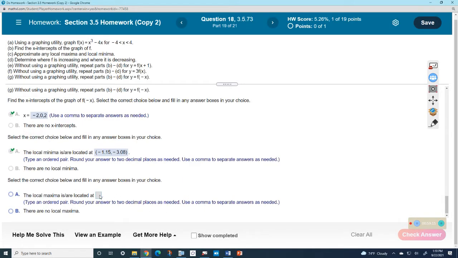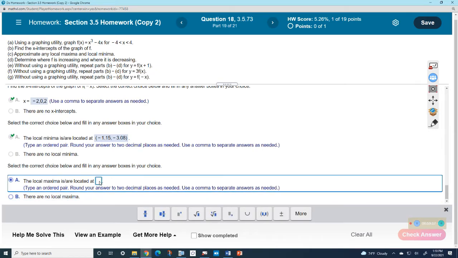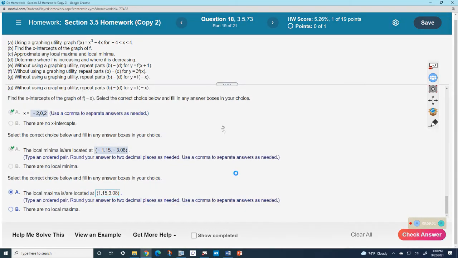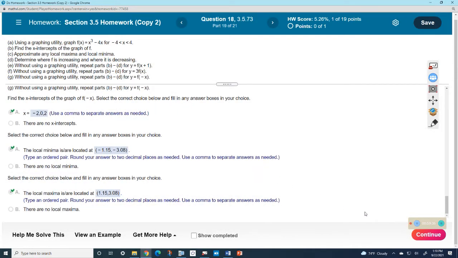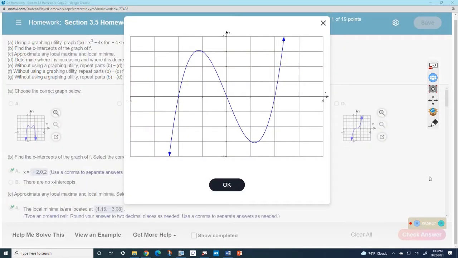All right, and the local maximum, similarly, my local maximum was -1.15, 3.08, but now it's going to be +1.15, 3.08. This is the same one as the one at the top, isn't it? All right, for the intervals of increase and decrease, I just want to visualize this.